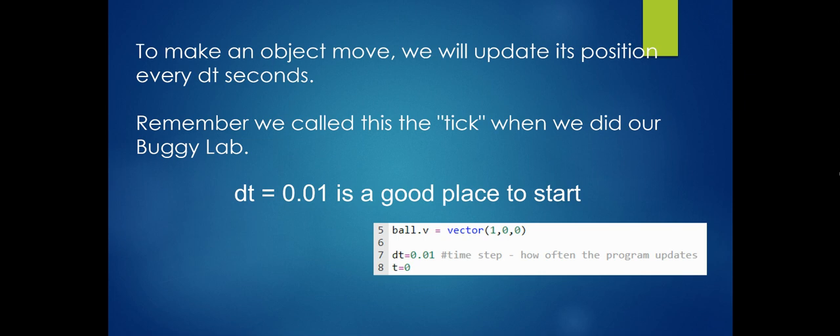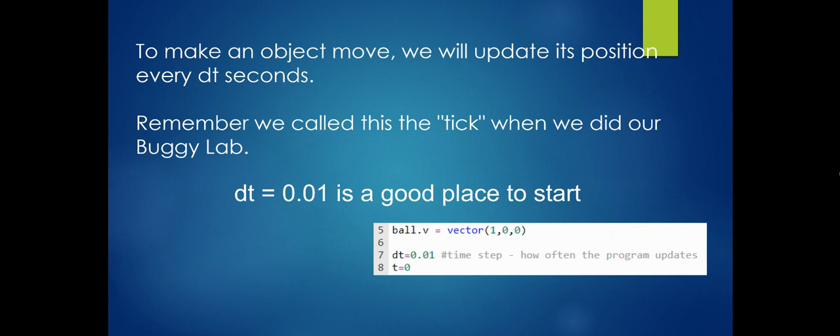So below your ball attributes, you're going to put dt equals 0.01, and that's the time step. Now, this is going to be how often your program updates. So if you make this really, really tiny, your program is going to update really, really quickly and maybe crash your computer. So you have to be kind of careful with how fast your processor is. It depends on how quickly you can update your program.